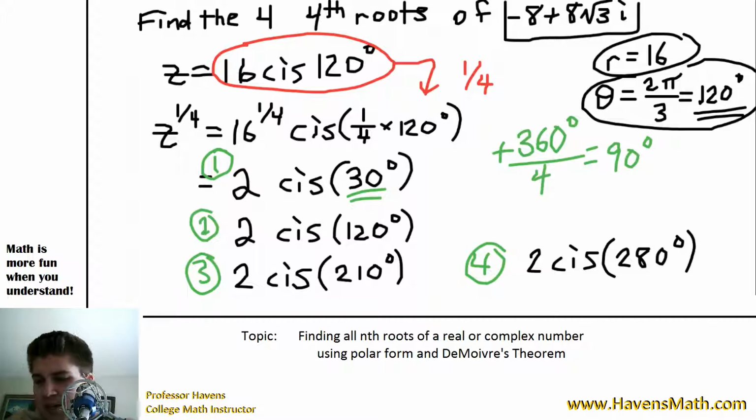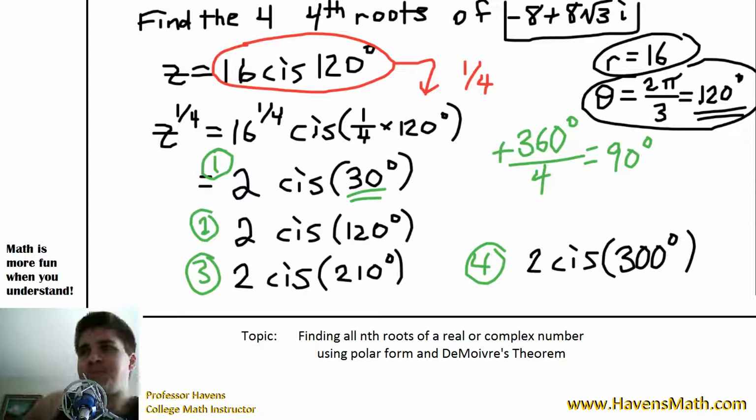And that, what did I just, no, sorry. 210 plus 90 is not 280. I don't know what I was thinking there. But of course 210 plus 90 is 300, so let me get rid of that. Something was going wrong in my head. It's like, that doesn't seem right to me, because obviously it's not. So sorry, a little mistake on my part. Of course 210 plus 90 is 300. And so there we have our 4 fourth roots of negative 8 plus 8 rad 3i.